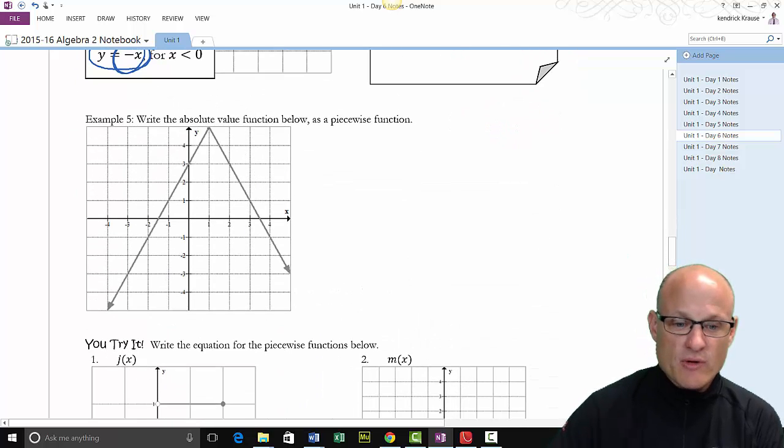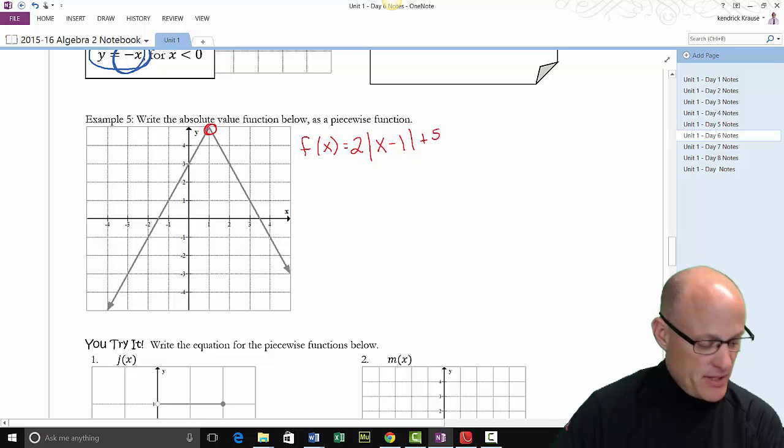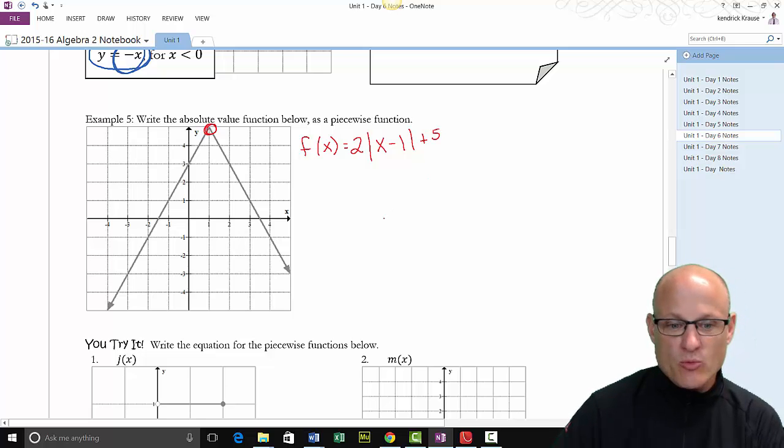So where is the turnaround point? The turnaround point right now is 1. So before I would write this as f of x equals the absolute value. Wait, hold on. It's got a slope of 2. So 2 absolute value of x minus 1, because it moved to the right one, plus 5. But I don't want to write it like that. I want to write it as two pieces, 1 and 2.